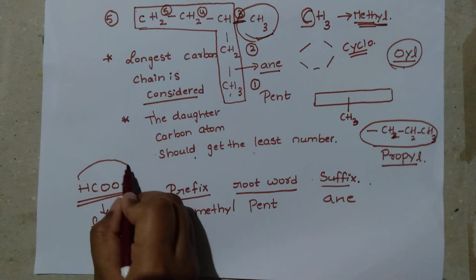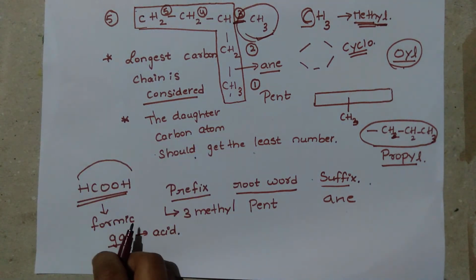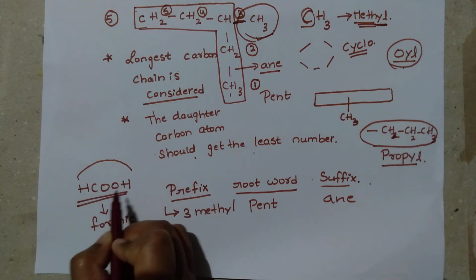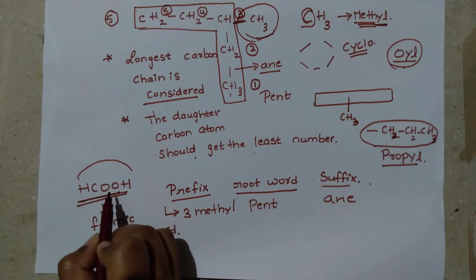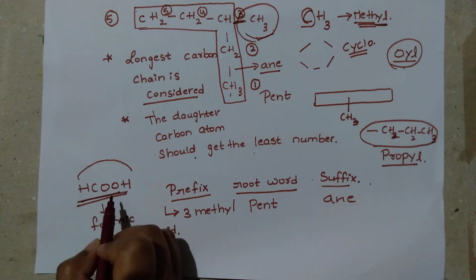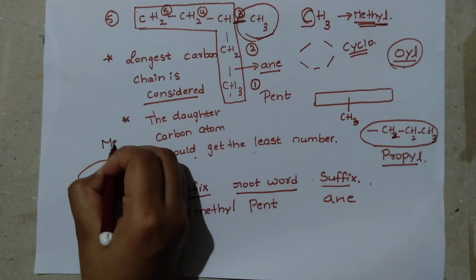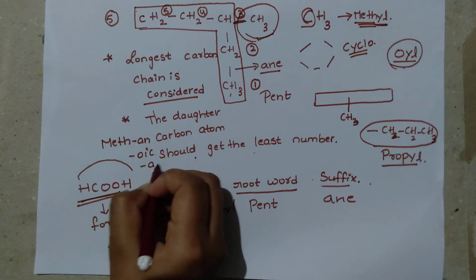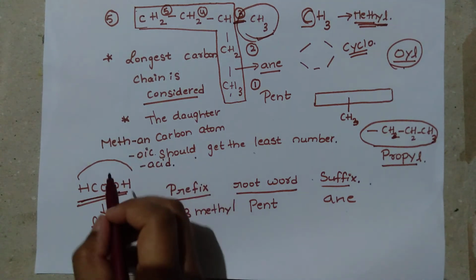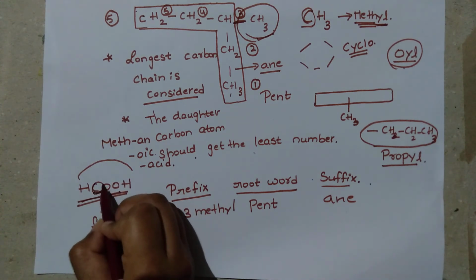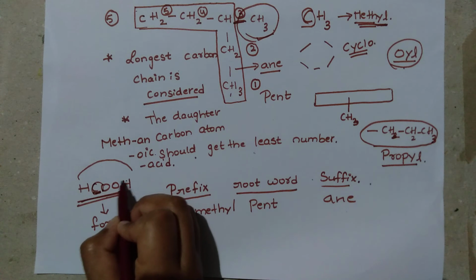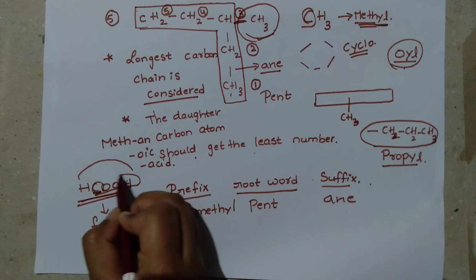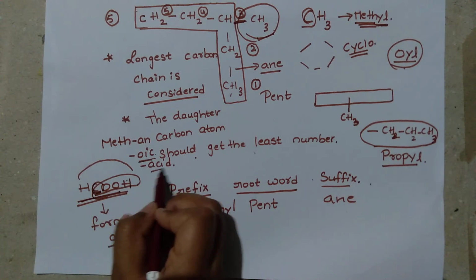So can you guess what is the name for this compound, HCOOH? Anyone? The name of this compound is methanoic acid. Meth and oic acid. Methanoic acid, because there is only one carbon present, so it is meth. And if there are no multiple bonds between them, then we should consider it as ane. Whenever there is a COOH present here, then it is oic acid.